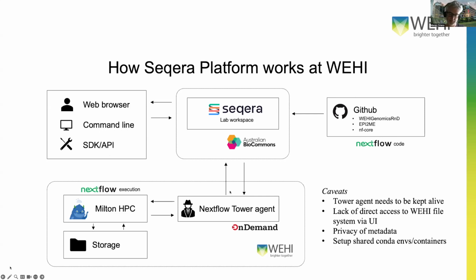So the way that the jobs actually run on the WeHi side is that they communicate with this Nextflow Tower agent. We can launch this via on-demand, and I'll show you that in the next slide. And this is able to kick off HPC jobs and then also interact with the storage system. So the caveat of this is that the agent has to be kept alive.